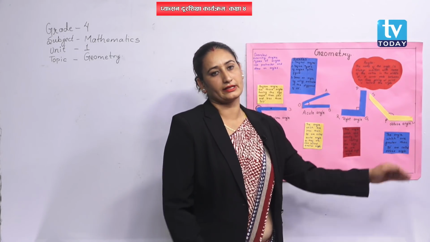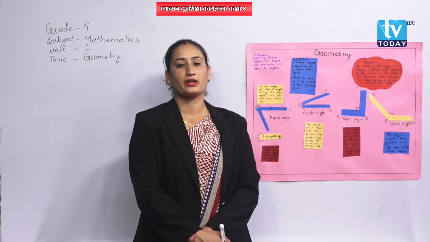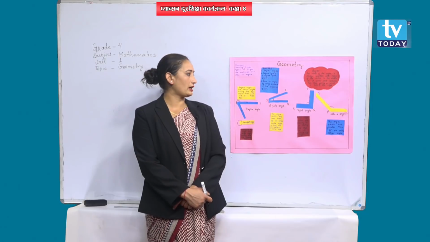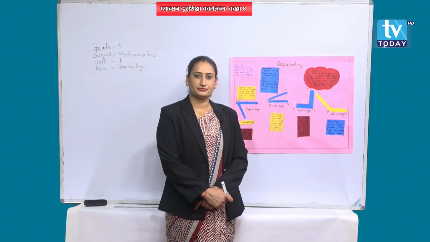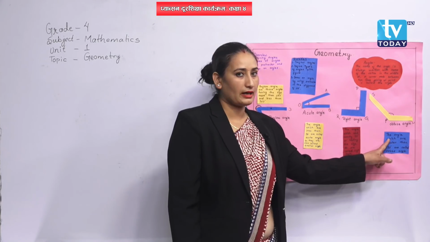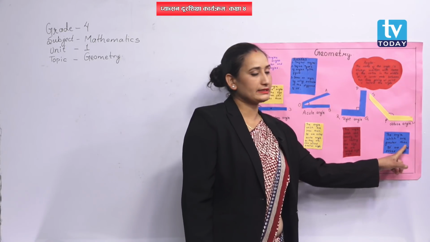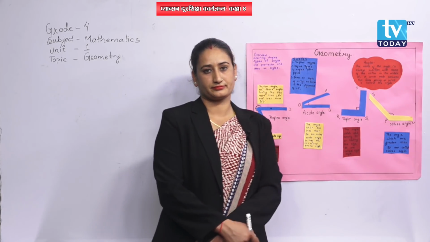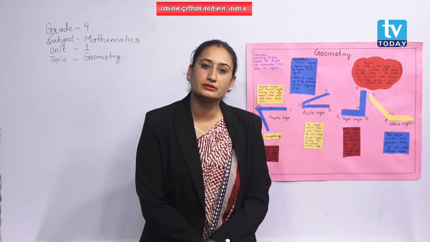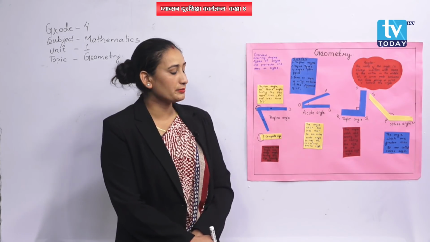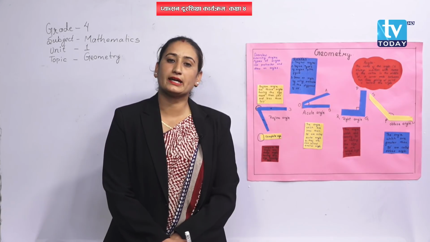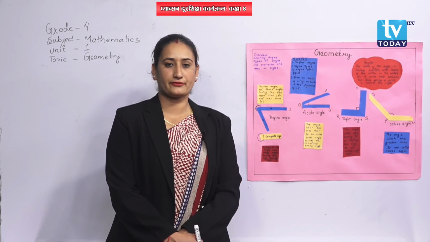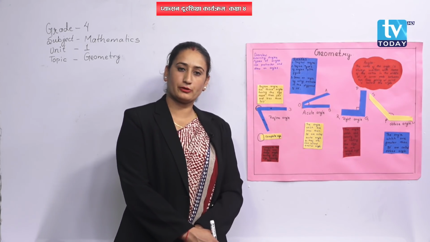Second is already completed. Now it's time for the third, the obtuse angle. Can you give me the definition by yourself? Okay. Now, what does obtuse angle mean? Obtuse angle means the angles which are greater than 90 degrees are called obtuse angles. Then after that, shall we move to the fourth?